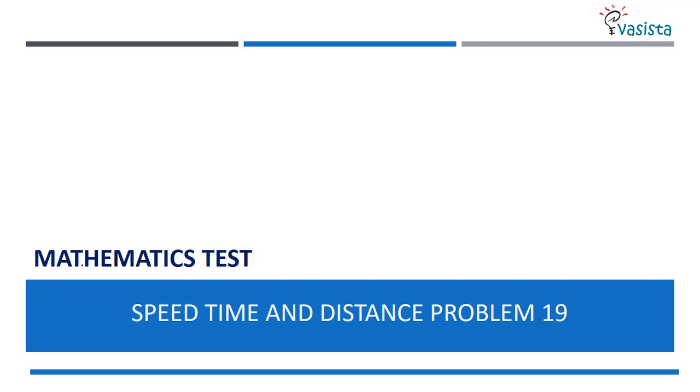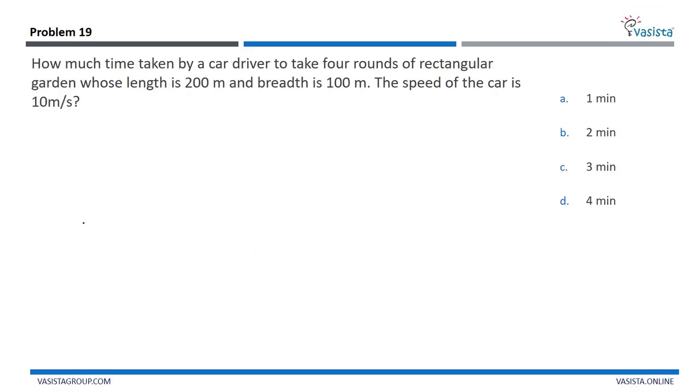Fine, let us go with the 19th one here. Let us check how much time is taken by a car driver to take 4 rounds of a rectangular garden whose length is 200 meter and breadth is 100 meter. The speed of the car is 10 meter per second. So what they have given is the speed of the car, correct? Speed is equal to 10 meter per second.